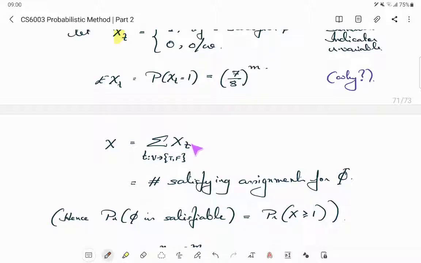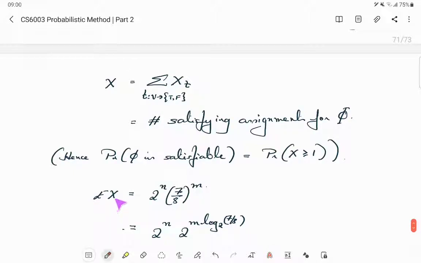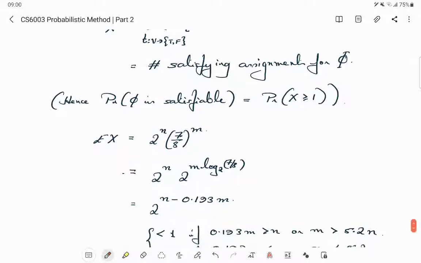How many xt's are there? As many truth assignments as you can build, which is nothing but, since you have n variables, 2 to the power n such things, right? So your expectation of x is 2 to the power n times 7/8 to the power m. Now remember, the event that phi is satisfiable is equivalent to the event that x is greater than or equal to 1. There is at least one satisfying assignment. That's the definition of phi being satisfiable.